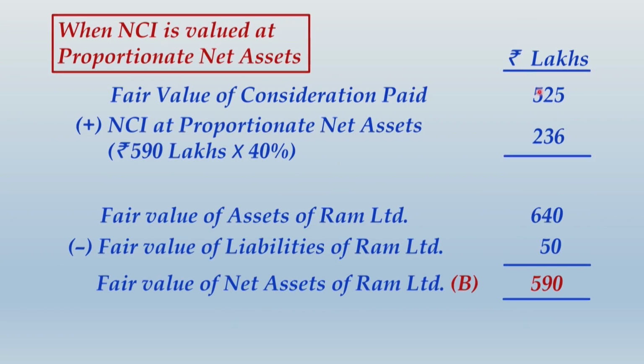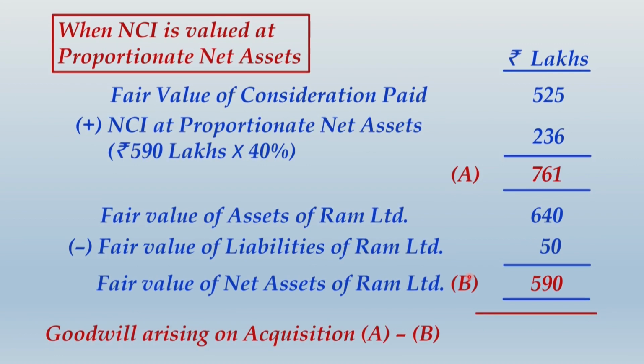So this time the aggregate of these two would come to 761 lakhs, and you know one thing, that goodwill will be excess of A over B. So simply A minus B will give you the amount of goodwill, and that will be 171 lakhs this time. So friends, it is exactly the same way of presentation, just a little bit of difference in terms of determining NCI now at proportionate net asset basis. So I am giving you time, quickly take note of these calculations.